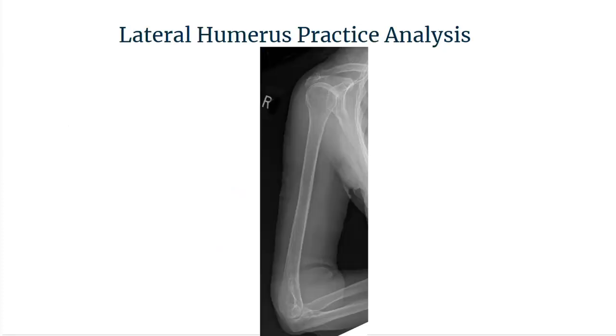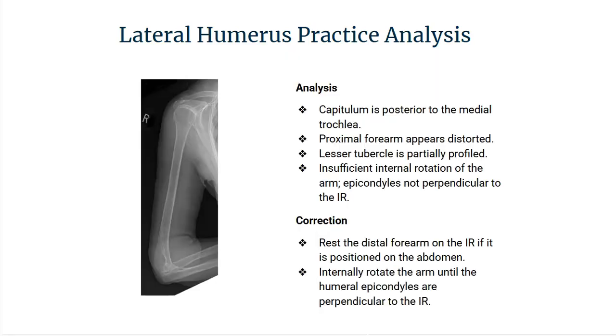Go ahead and review this last practice analysis and answer the following question. So let's analyze this image together. When the lateral medial projection is improperly positioned, there are several key indicators that can be observed. In this case, the capitulum will appear posterior to the medial trochlea. The proximal forearm will look distorted. The lesser tubercle is only partially in profile.